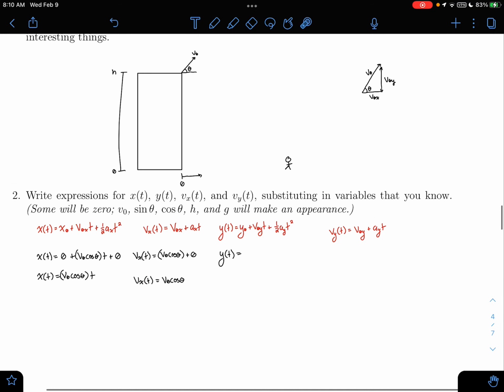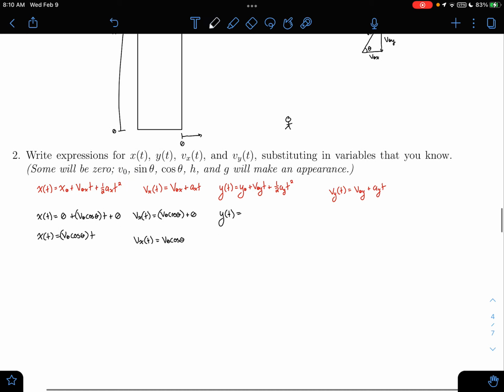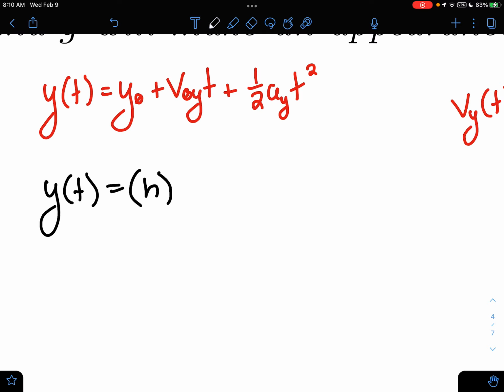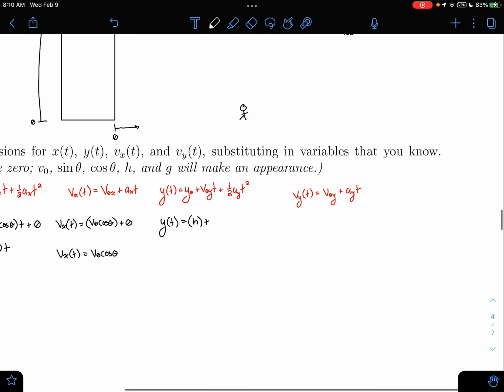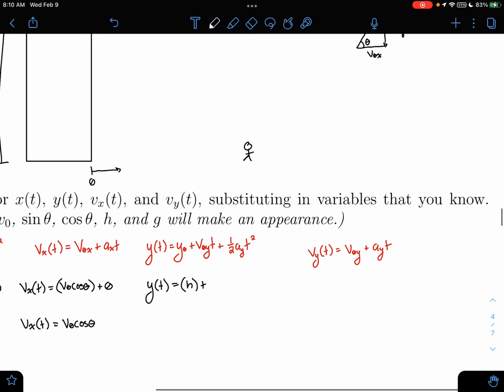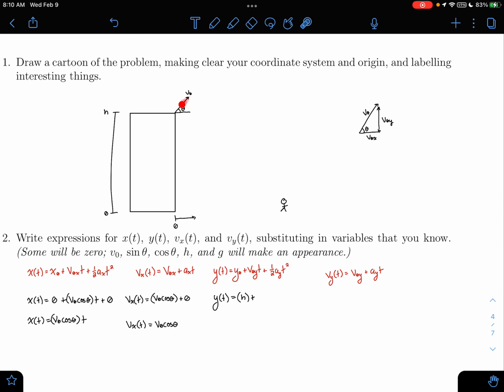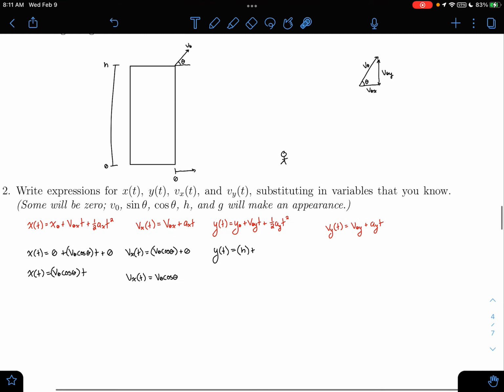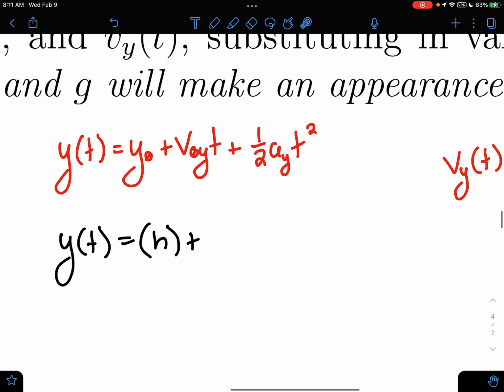Now our y of t. Our y naught, I said that I'm starting from up here, so my y naught is actually going to be h for this one. It's not going to be 0 like we've usually been setting it. That's just how I set it up. You can have it be 0, but then you have to remember that your initial y velocity, if you're saying this is 0 and this way's positive, is going to be going up, so that's going to be a negative direction. We're going to be accelerating down, which means that's now a positive direction. I'm not doing that.